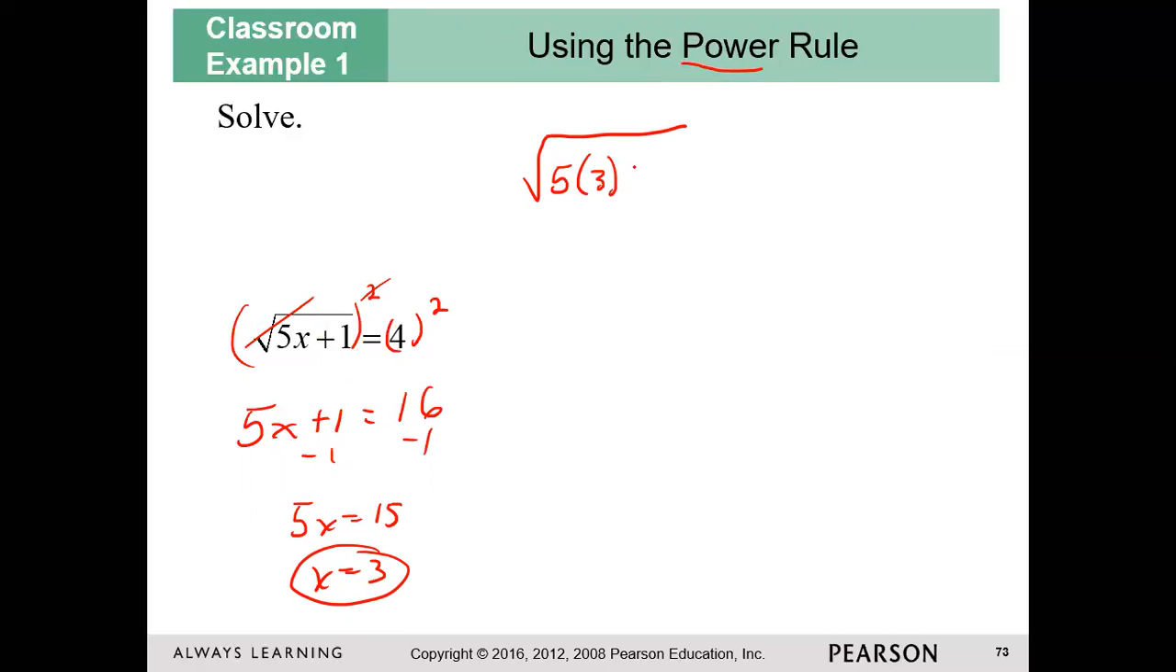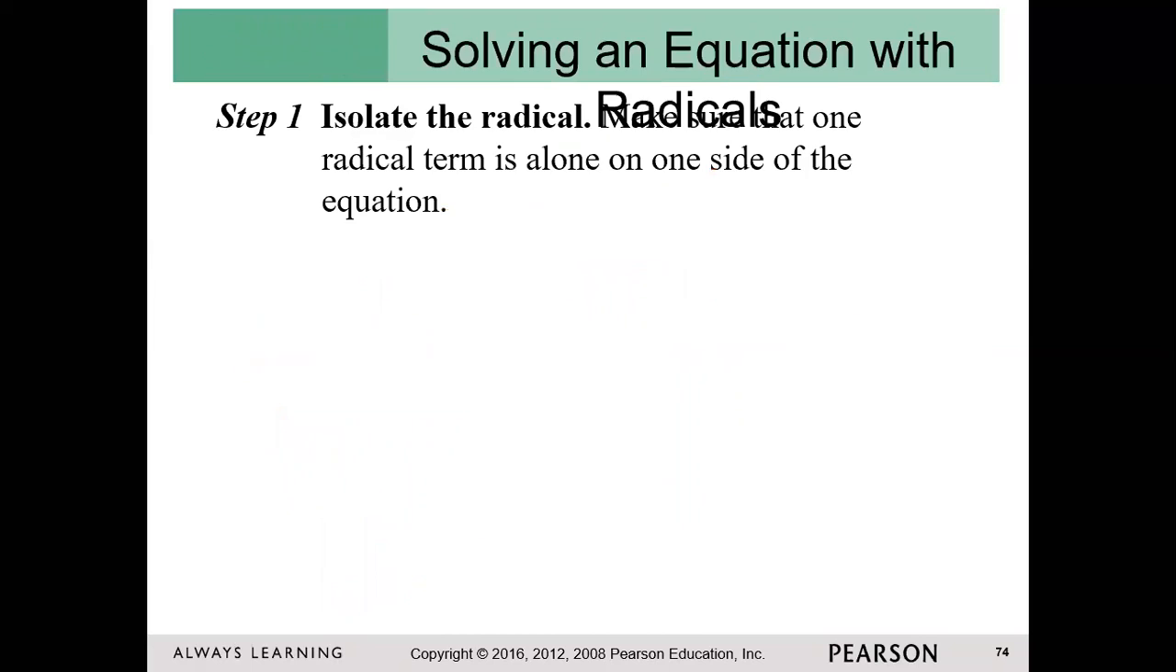So 5 times 3 plus 1 equals 4. So this is going to be the square root of 16 equals 4. And the square root of 16 is definitely 4. So this checks out fine. So this proposed solution is a valid solution. It is good to go. We didn't get a second one. That was an extraneous one. So we don't have to worry about that.